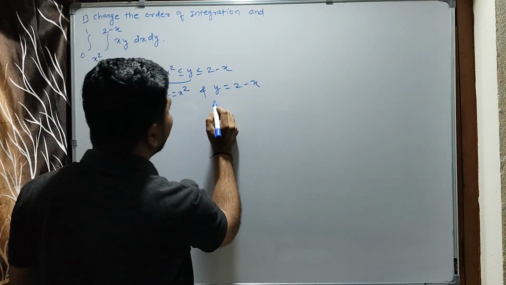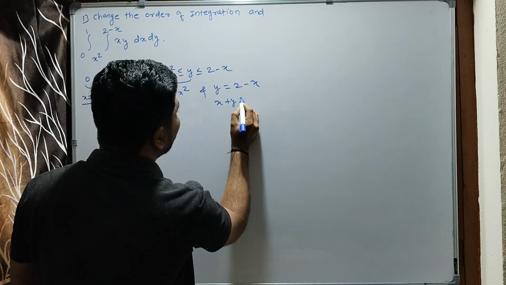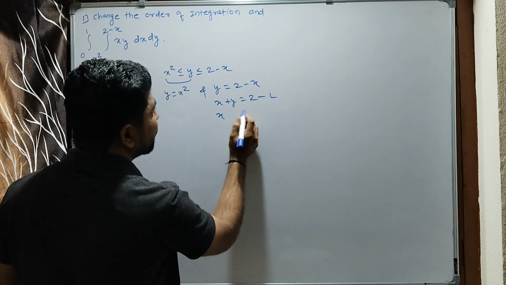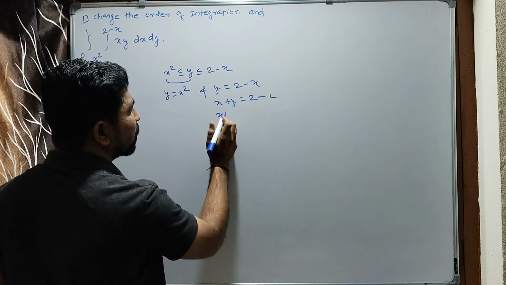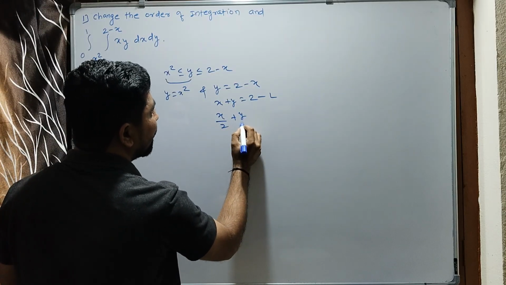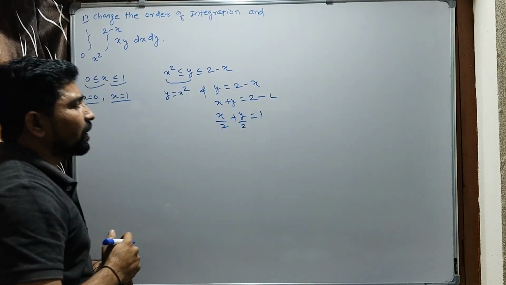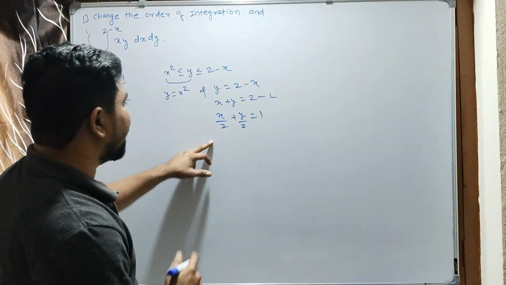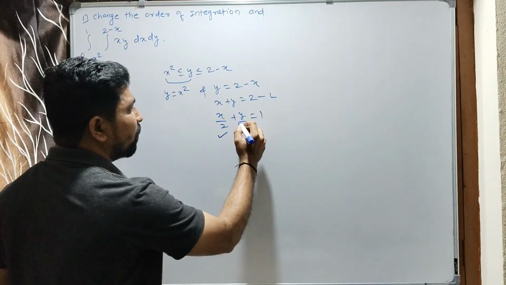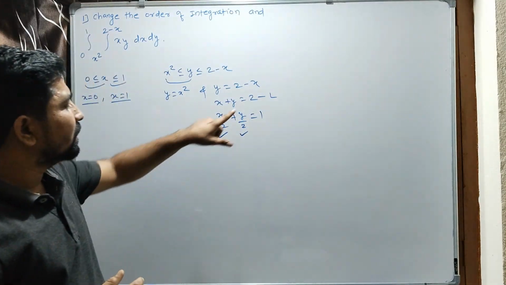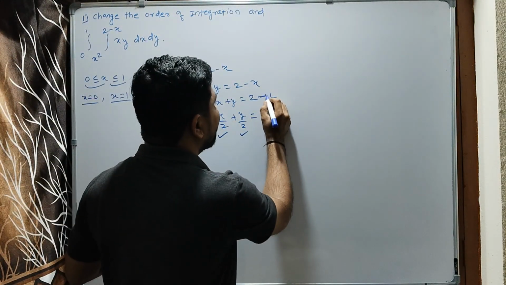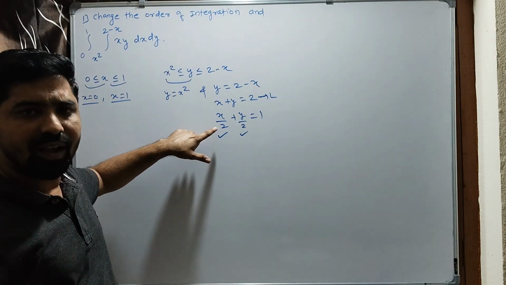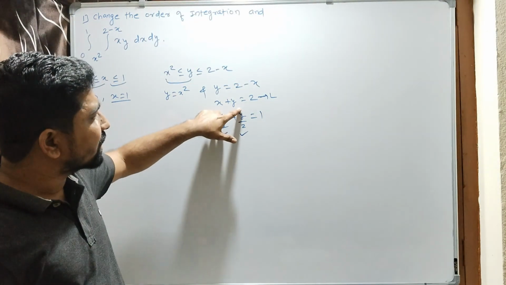So y equal to 2 minus x, I will write this as x plus y equal to 2. Let's say this is my line L. Dividing by 2, x by 2 plus y by 2 is equal to 1. This is the line x plus y equal to 2. This line L intersects the x axis at 2 and the y axis at 2.